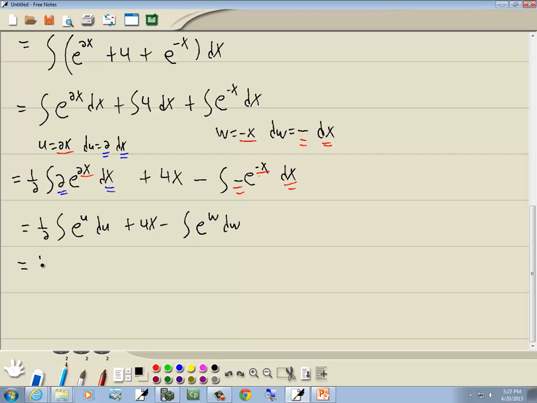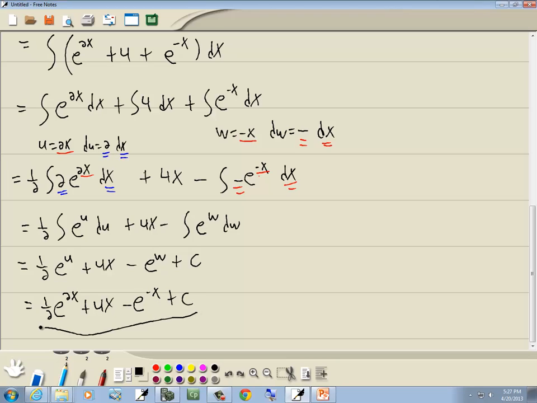Well, the integral of e to the u is e to the u plus 4x, minus the integral of e to the w, which is e to the w, and then we have to put a plus c on the very end. Well, we said u was 2x, so we're going to have 1/2 e to the 2x plus 4x minus e to the w, and w we said was negative x, then plus c. And that's our answer.